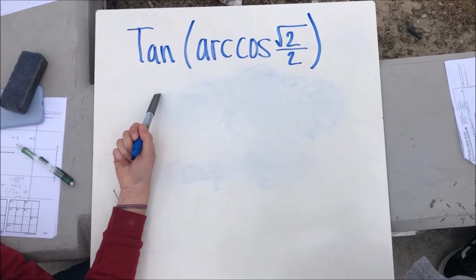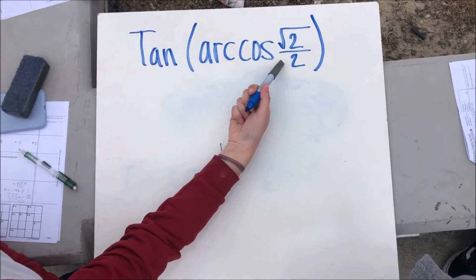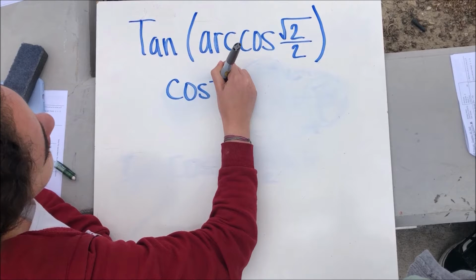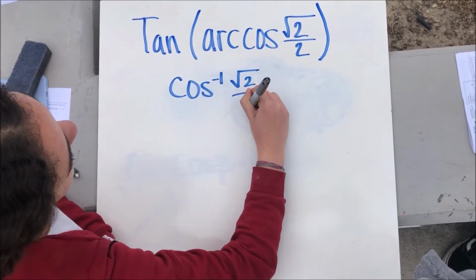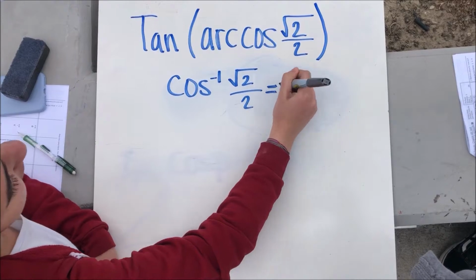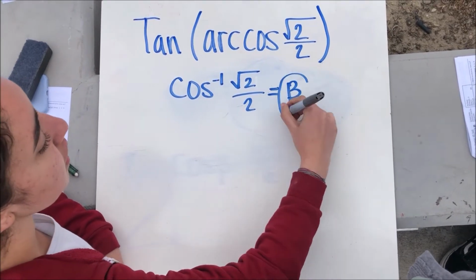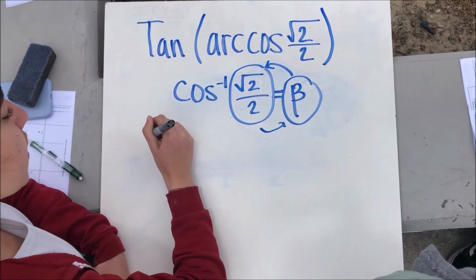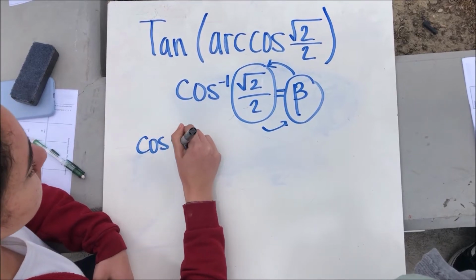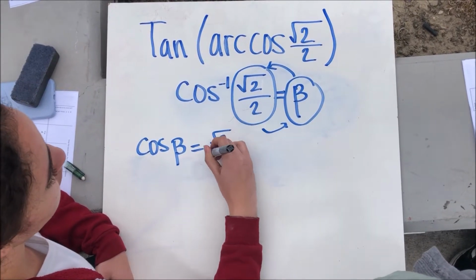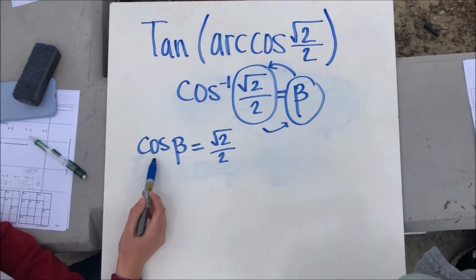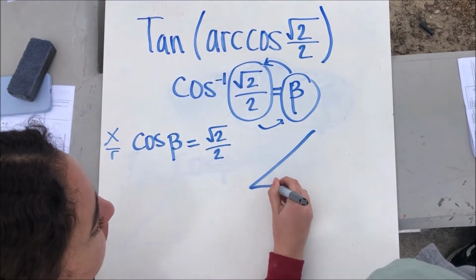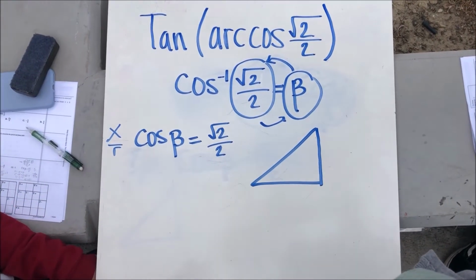Question number 4 is asking us to find the value of tan of arc cosine of radical 2/2. Another way of writing arc cosine is the inverse of cosine. Now you pick your favorite Greek letter, beta, and you do the switch. So now we have cosine of beta equals radical 2/2. And then we find the trig function for cosine, which is x/r. You plug it into the triangle that I'm going to draw right here, just to give you an idea of where it is.